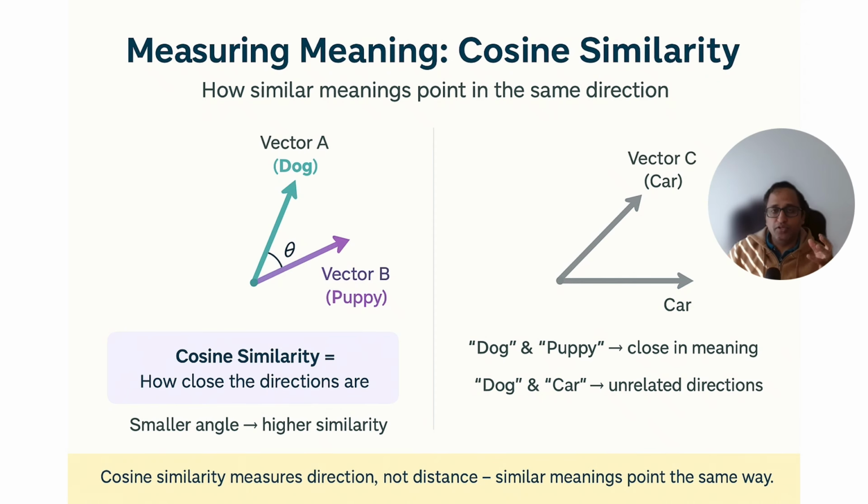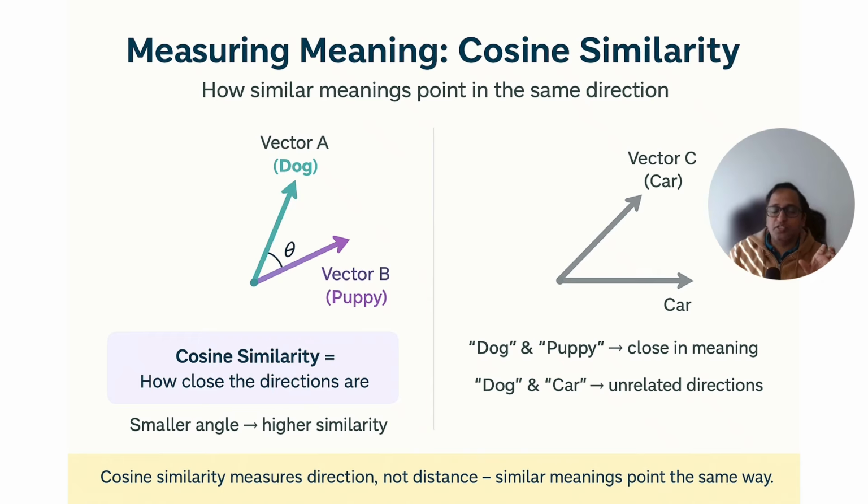Now that we know embeddings live in a space where meaning is represented geometrically, the next question is how do we measure how similar these two meanings are? Inside the space, we don't just look at how far two points are, we look at how well they point in the same direction. The measure is called cosine similarity. It compares the angle between two vectors.